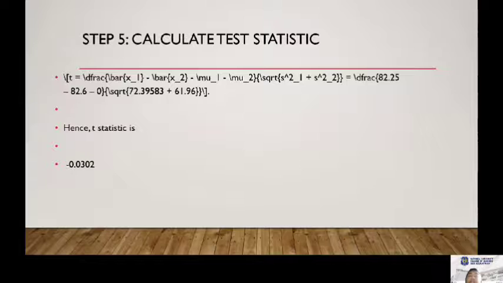So step 5 is to calculate the test statistic. This is the formula and also the answer to the example, and I didn't use Excel because I don't know how to use it, but maybe I will practice so that I will learn how to answer the data. And then the t statistic is negative 0.0302.